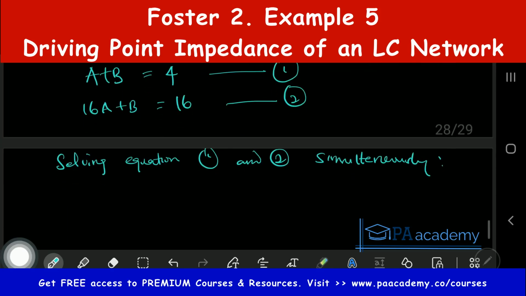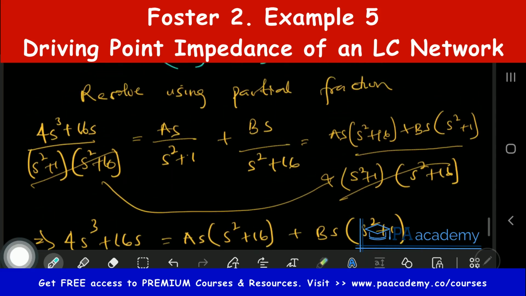So I won't be showing simultaneous equation in this video. I'm just hoping that you're familiar with simultaneous equation, whichever method you want to use. Just solving it simultaneously, you are going to get your a, let's start with a, to be 4 over 5. And then b, you are going to get that to be 16 over 5. Now that we've gotten the value for a and b, what we are going to do is to substitute the value of a and b into this part right here. Where we have our a to be 4 over 5, here we are going to be having 4 over 5s over s squared plus 1.